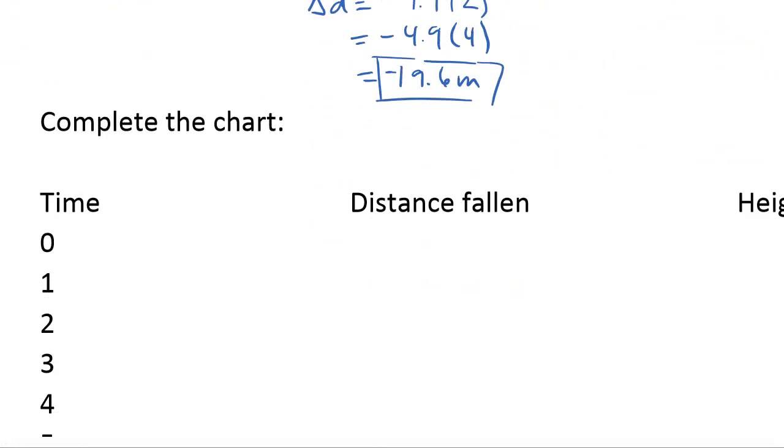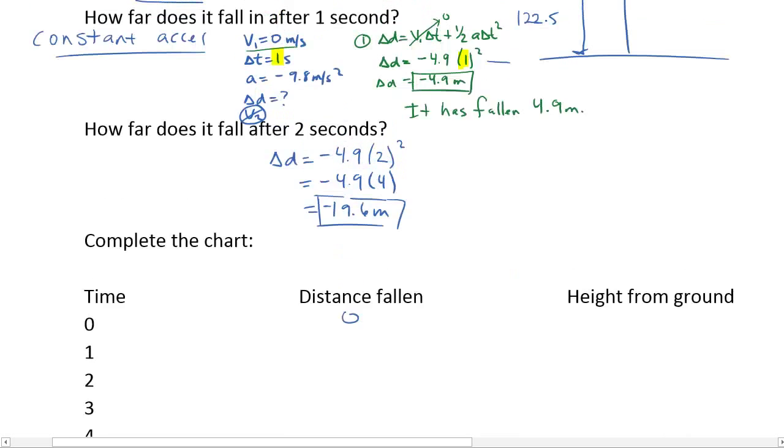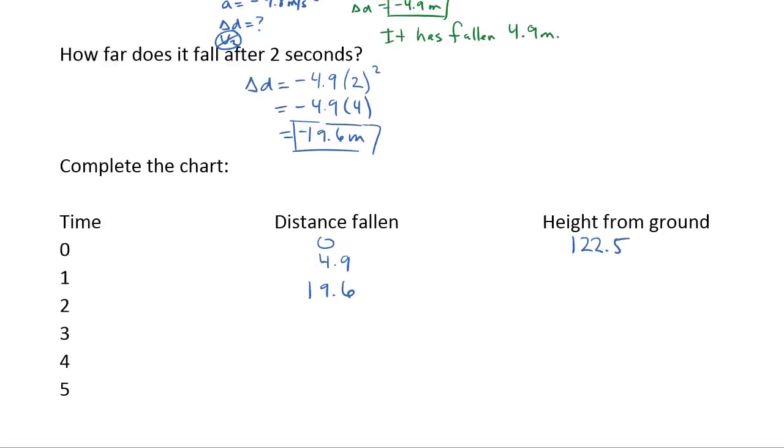Okay, so now we need to complete this chart. Okay, after how many seconds? What's the distance it has fallen? So after 0 seconds, it's fallen 0, and its height from the ground is still 122.5. After 1 second, it has fallen 4.9. After 2 seconds, it has fallen 19.6. Okay, I will pause, or actually you should pause, and I'd like you to complete this chart, and then I'll come back and fill it out for you. Or I'll fill it out and you make sure you did it right.